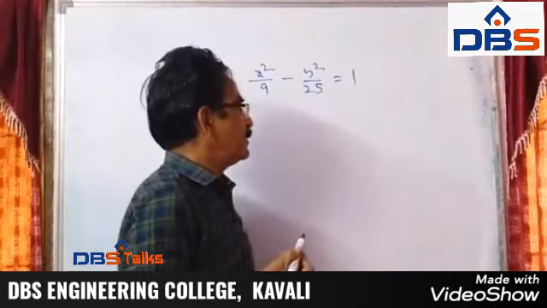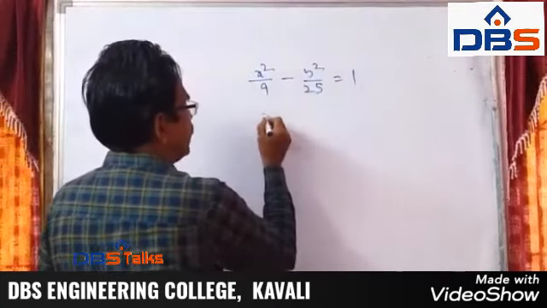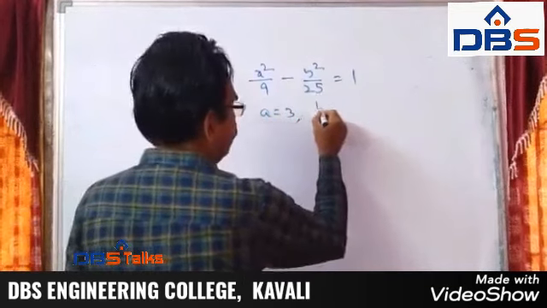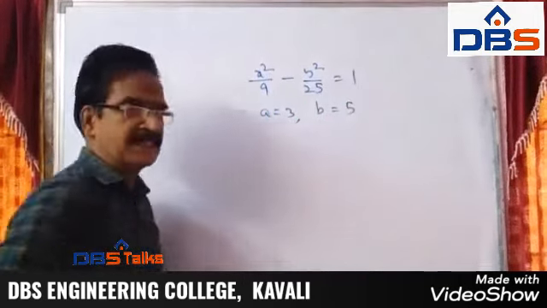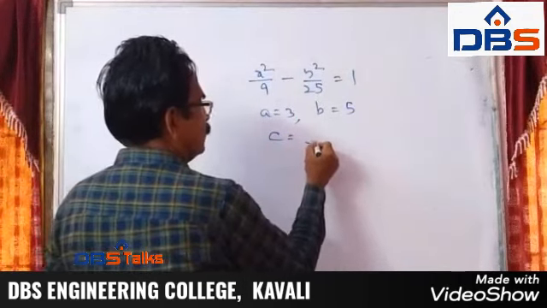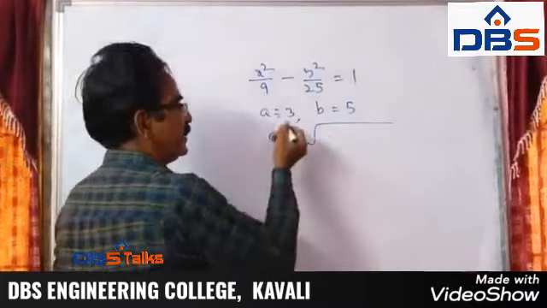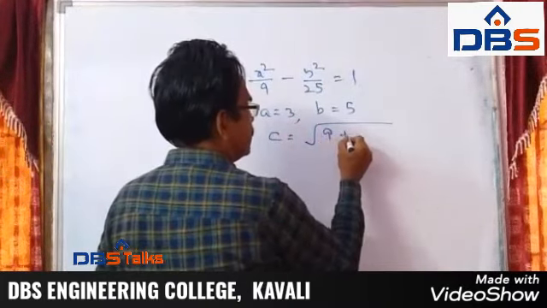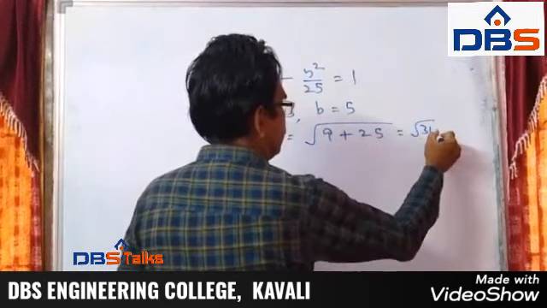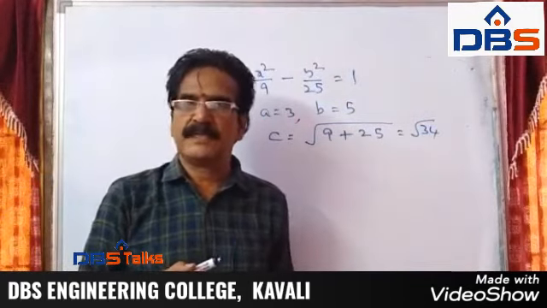So a square is equal to 9, so a is equal to 3, this is the first thing. b square is equal to 25, b is equal to 5, that is the second thing. And c is equal to root of a square plus b square, 9 plus 25, that is equal to root 34. c is equal to root 34, right?